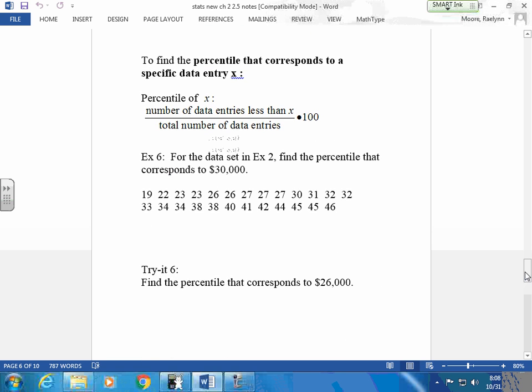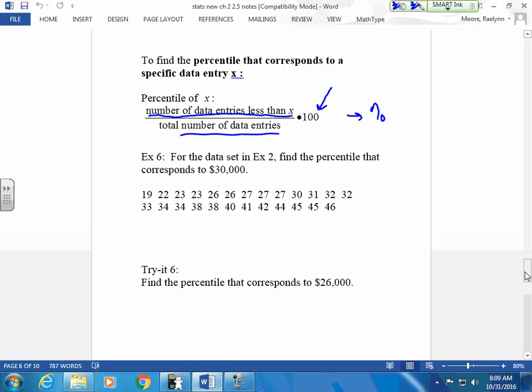Now, this part is important. To find the percentile that corresponds to a specific entry. So if I have 800 entries and I want what percentile does the 44th entry come to? You're going to take the number of data entries that are less than that number, divided by the total number of data entries, you get a ratio. Part over whole, right? You get a small decimal. Then you take that decimal and you multiply it by 100. That gives you a percentage.